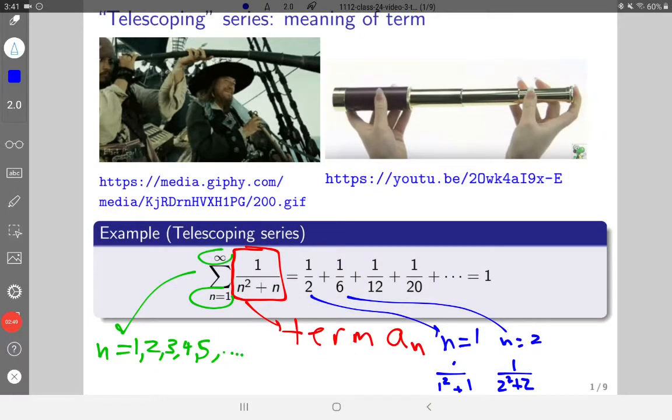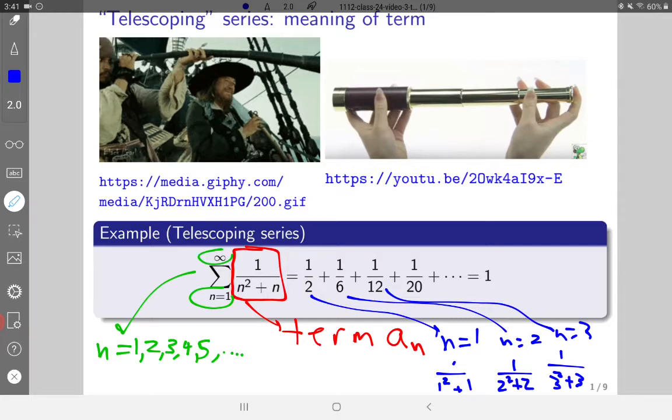So for example, when n is 1, I would get 1 over 1 squared plus 1, or 1 over 2. That's the first term in the sum. When n is 2, I get 1 over 2 squared plus 2, or 1 over 6. That's the second term. And for the third term, I have n equals 3. That's 1 over 3 squared plus 3. That's 9 plus 3, that's 12, and so on, and so on, and so on.